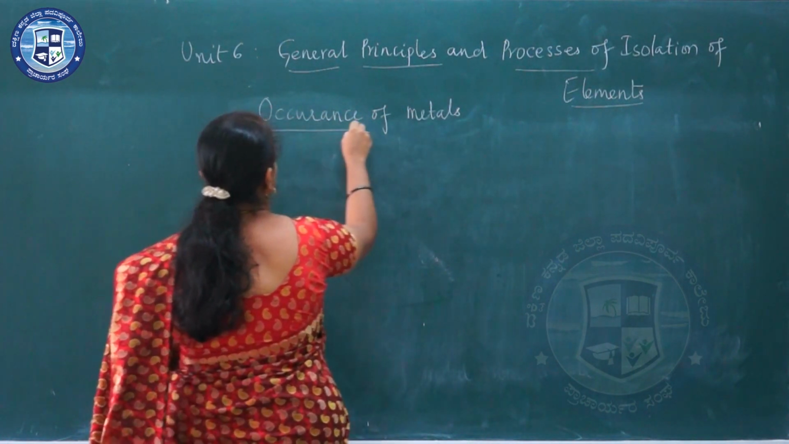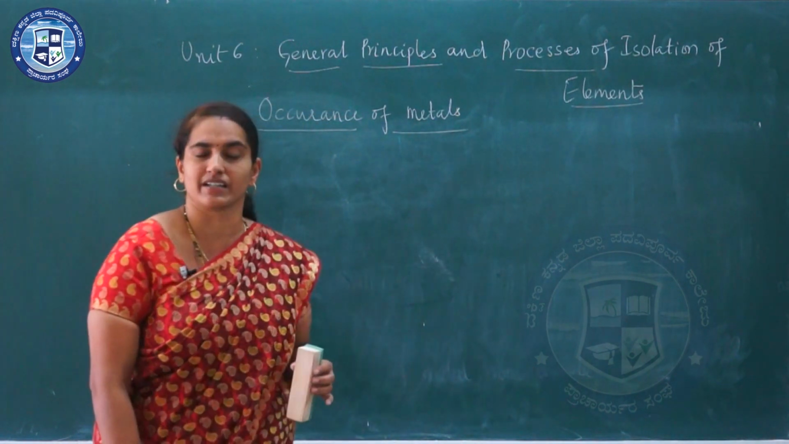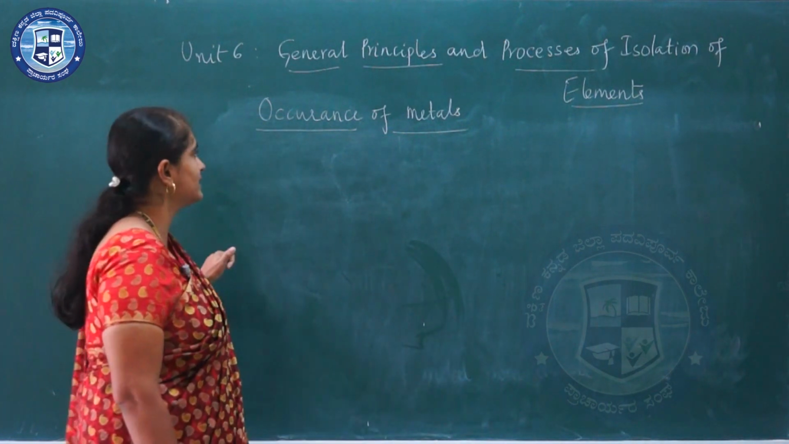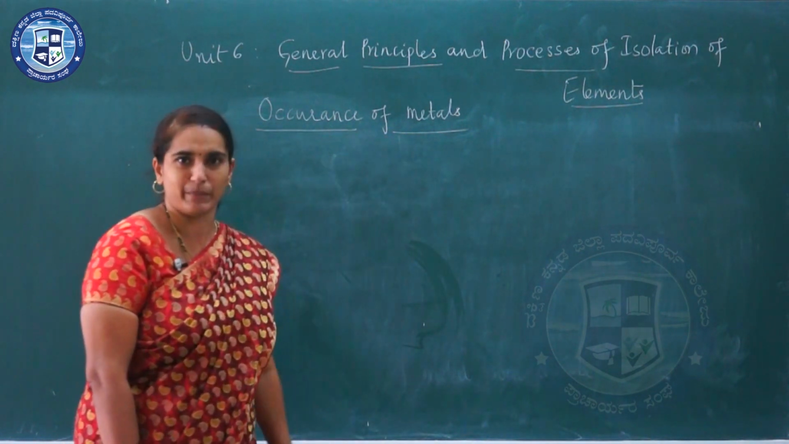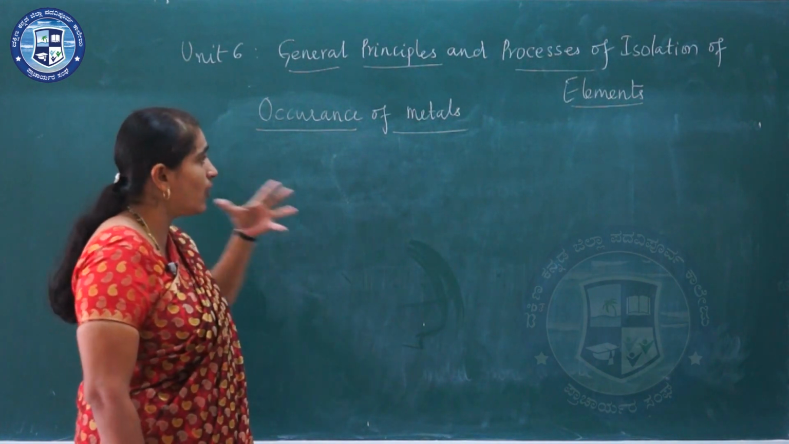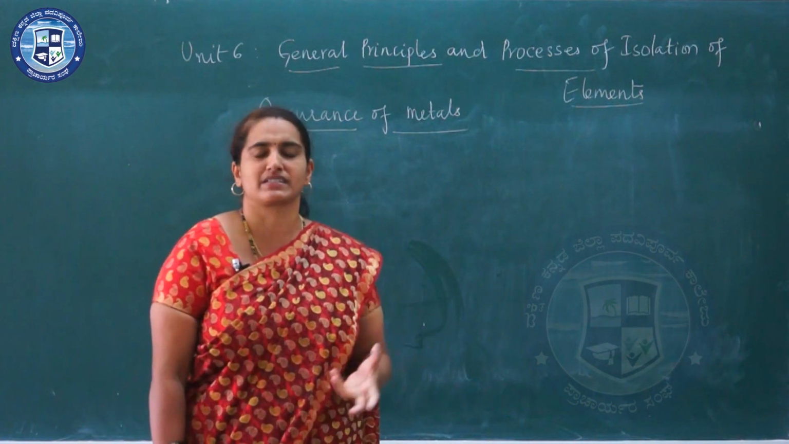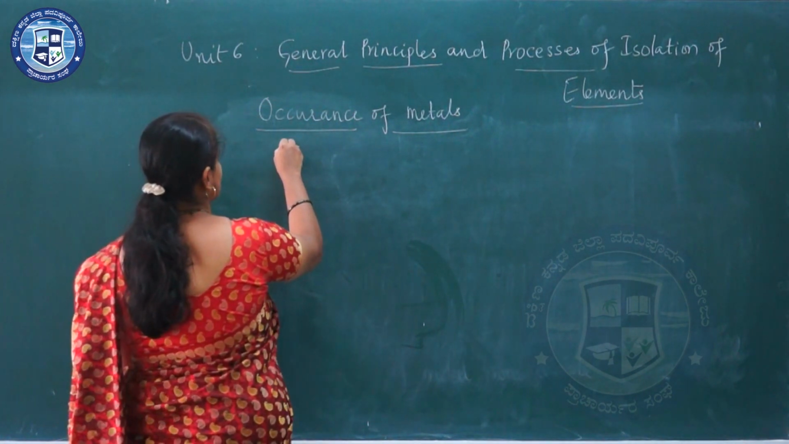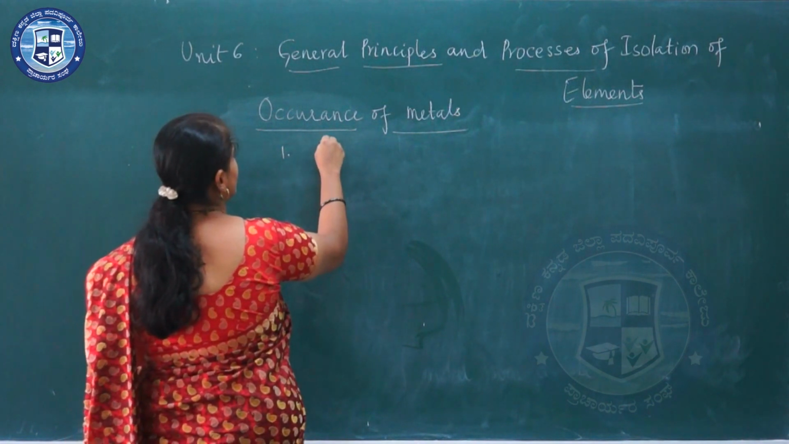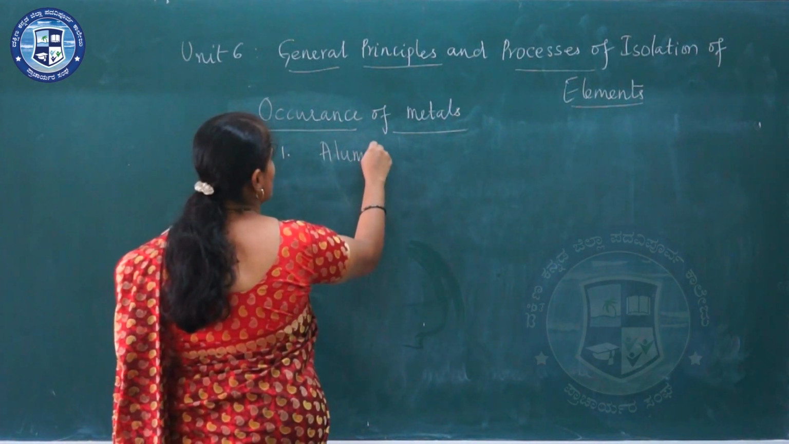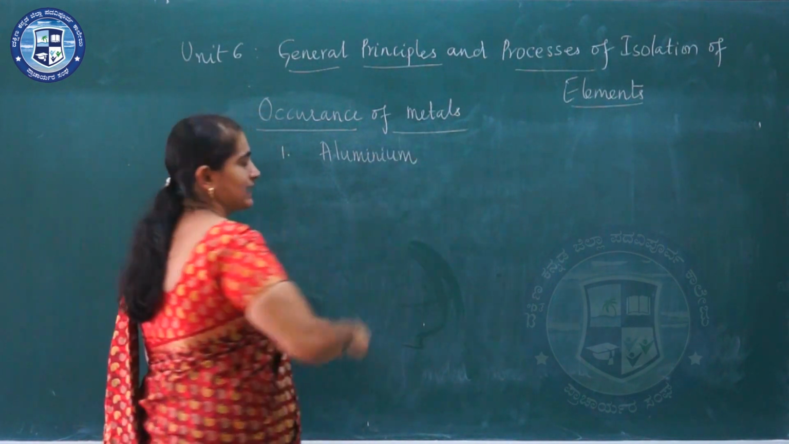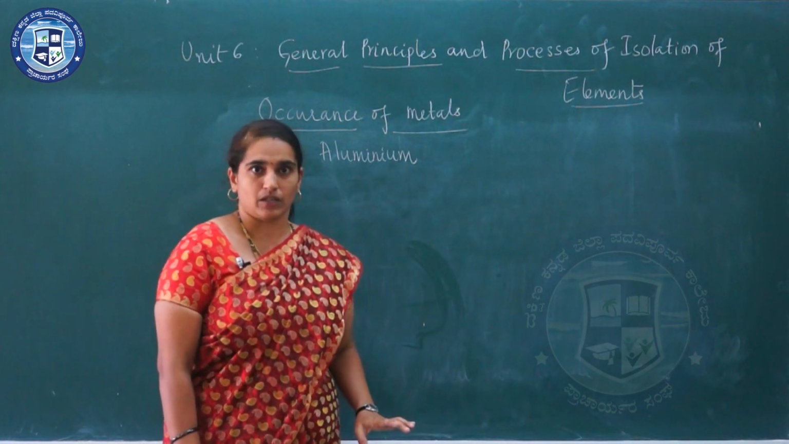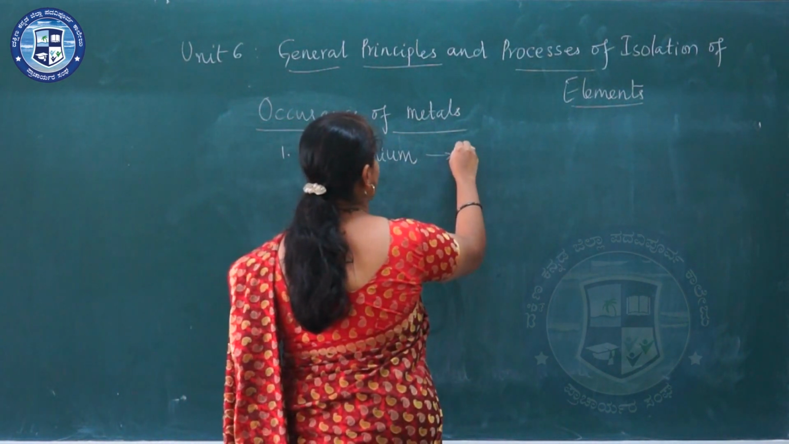Now you may ask, madam said minerals and ores, but she didn't give us any example, isn't it? Because examples might make you more clear. So we'll see something on the occurrence of metals. Occurrence in the sense of how they are obtained in the earth crust, or in what percentage they are present in the earth crust. Okay. The most abundant metal is aluminium. If you rank metals, aluminium will come first.